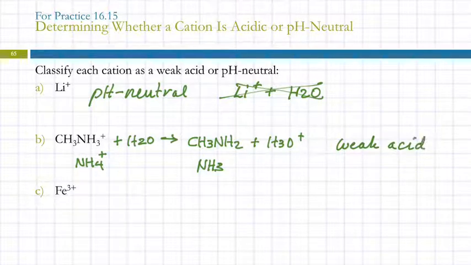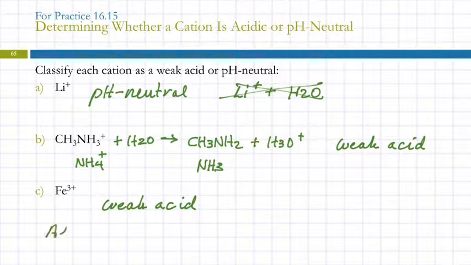And then there's Fe3+. It's a weak acid. Why? Because I told you so. That's good enough. What's the other one? Al3+. So Al3+ and Fe3+, they're small, they have high charges, and they do funky things with water, and they act as acids. We'll call that good for now.